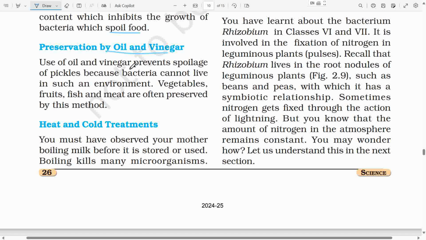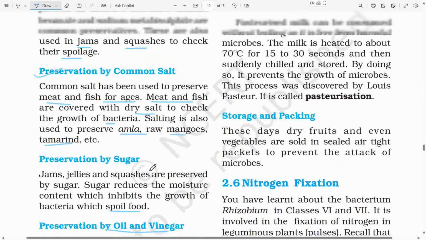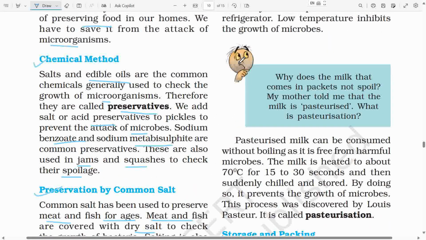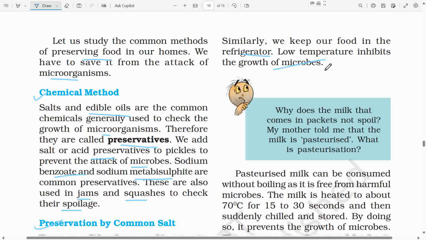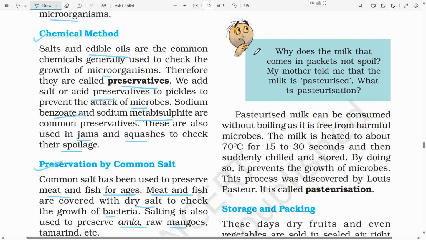Preservation by oil and vinegar. Use of oil and vinegar prevents spoilage of pickles because bacteria cannot live in such an environment. Vegetables, fruits, fish and meat are often preserved by this method. Heat and cold treatments. You must have observed your mother boiling milk before it is stored or used. Boiling kills many microorganisms. Similarly, we keep our food in the refrigerator. Low temperature inhibits the growth of microbes.